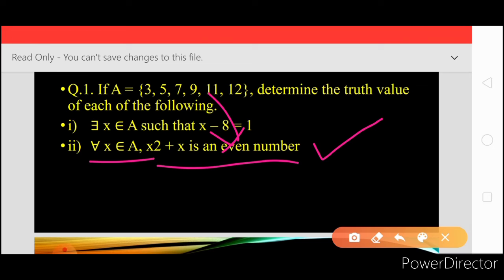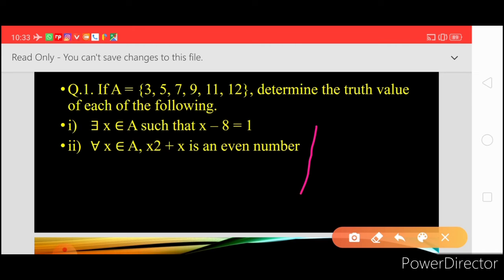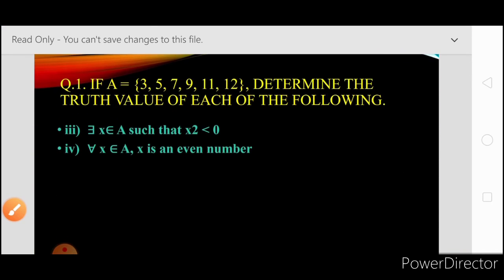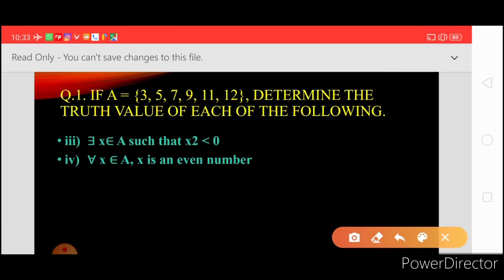Understand? You just remember, if we are given an existential quantifier, then we find at least one element, and then that statement is true. And for a universal quantifier we must prove the given condition for all elements, then the given statement is true. So let us see another example in this exercise.